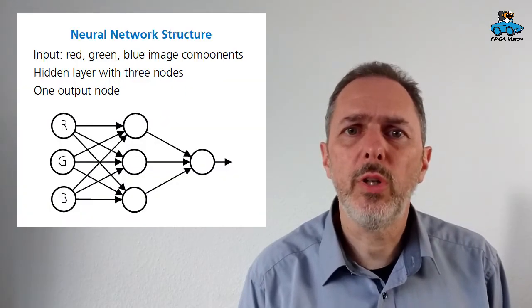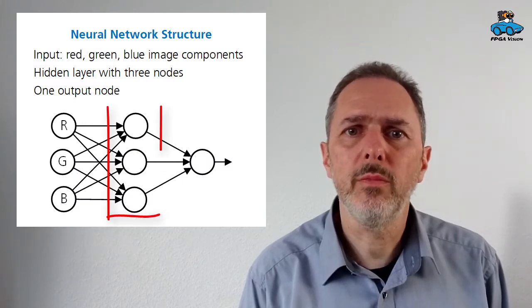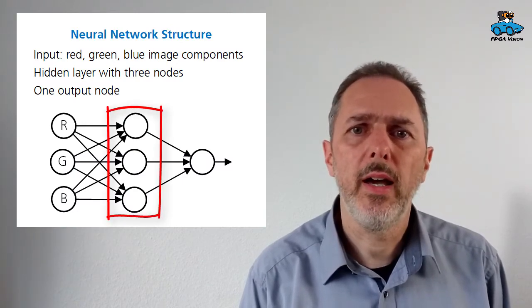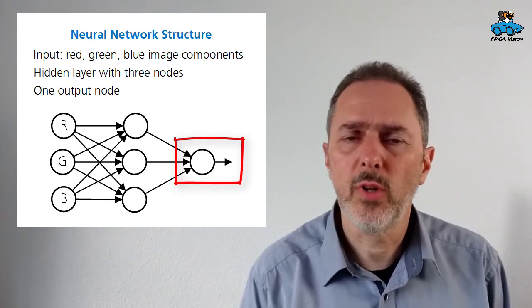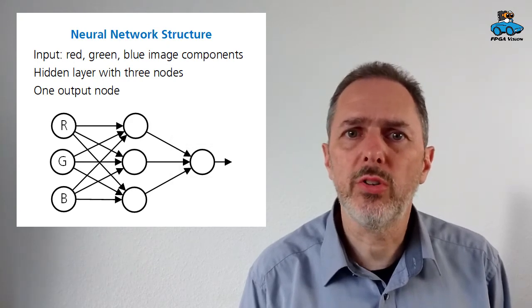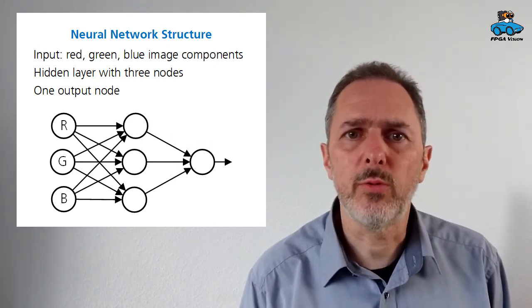We want to detect these colors with a neural network, and we're using a network with one hidden layer that has three nodes, and the output layer has one node. This output node tells us whether we have detected the color or not. You can change the number of nodes, but this is the structure that we use in the example. And we use an Octave program to determine the parameters for this neural network.